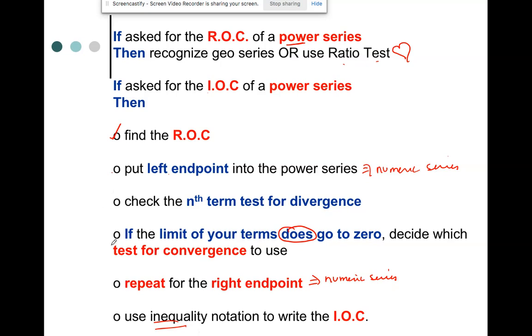So it's kind of like the hokey pokey. After you do the ratio test, put the left endpoint in and check it all out. Then put the right endpoint in and check it all out. And then you do the hokey pokey and write the inequality notation. Okay? All right. So your book sums this up as well, just without the hokey pokey reference.